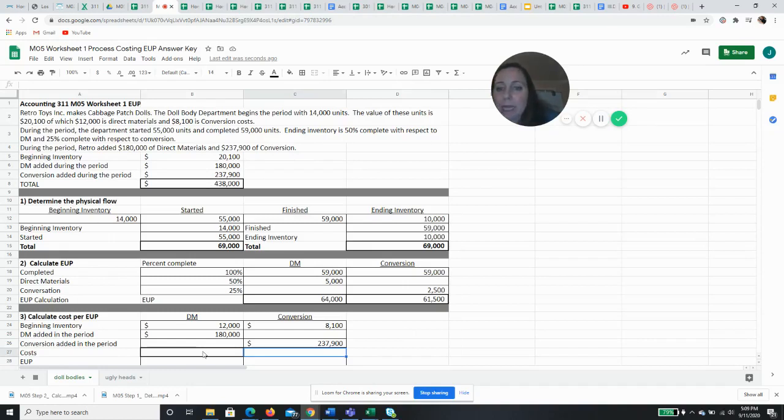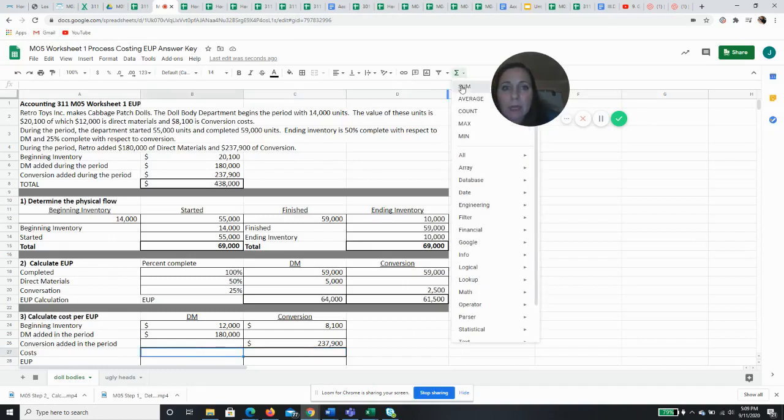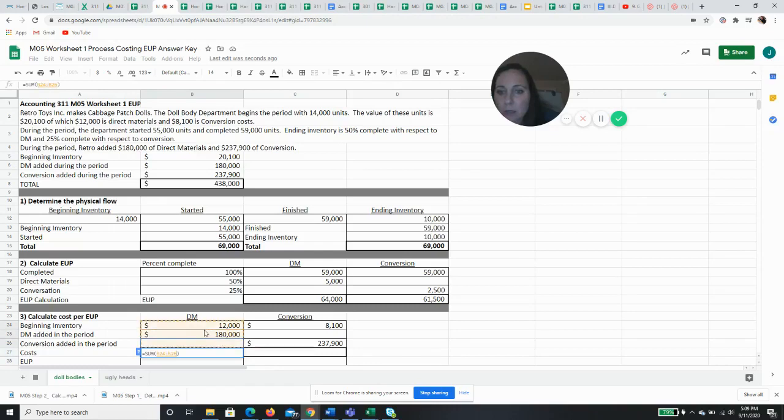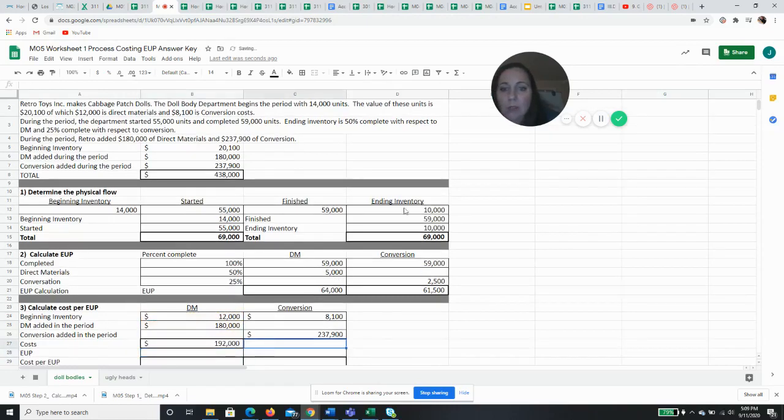So I'm going to add up costs. So I'm going to add up my direct materials costs. And I'm going to do the same for my conversion costs.